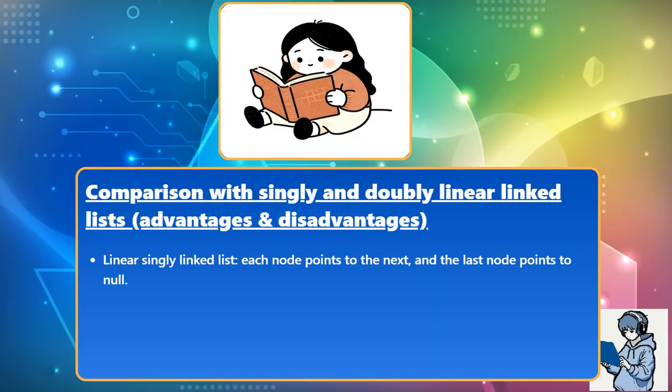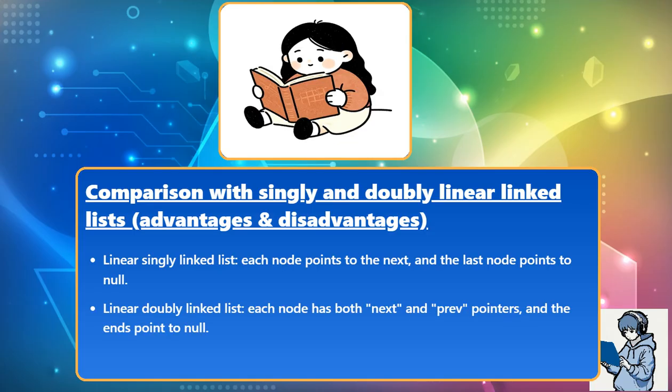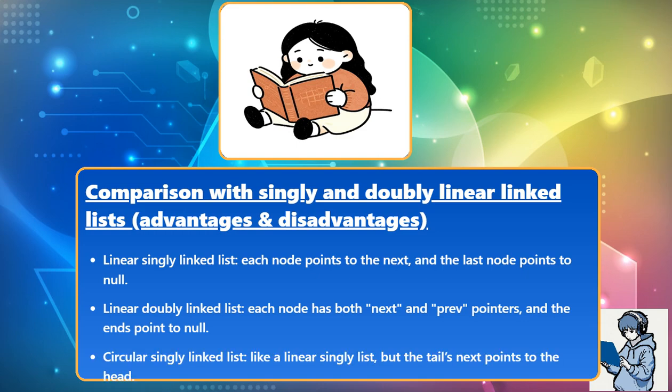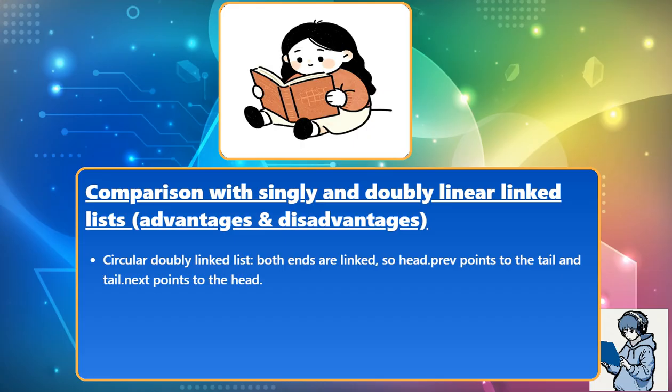Linear singly linked list. Each node points to the next and the last node points to null. Linear doubly linked list. Each node has both next and prev pointers and the ends point to null. Circular singly linked list. Like a linear singly list, but the tail's next points to the head. Circular doubly linked list. Both ends are linked, so head.prev points to the tail and tail.next points to the head.